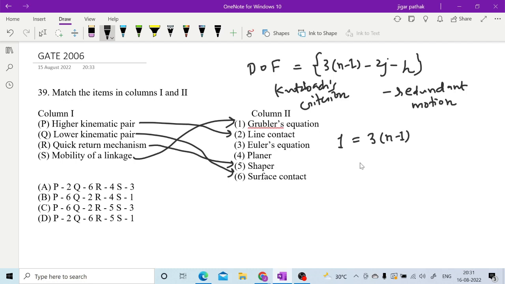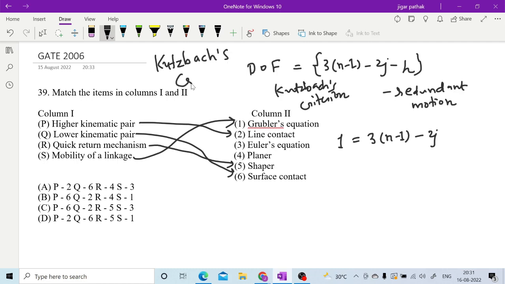Sir, which one? And when you in notes... please mute yourself. So here, sir, what have you written, sir? Kurzbach's criterion, right? It is, sir, Kurzbach's criterion, right?